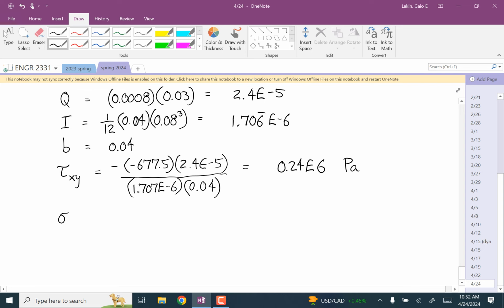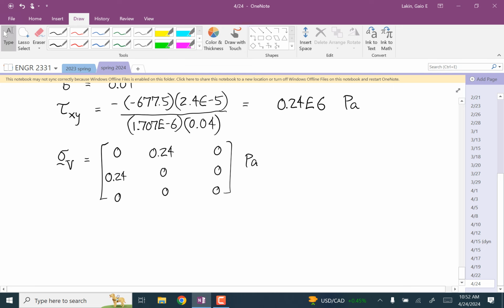So the stress tensor due to shear force is 0.24, 0.24, 0, 0 pascals. And I know I'm over now, but this is going to be really fast.